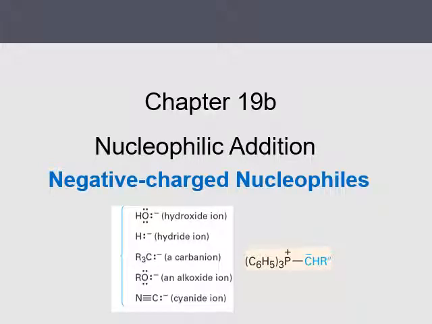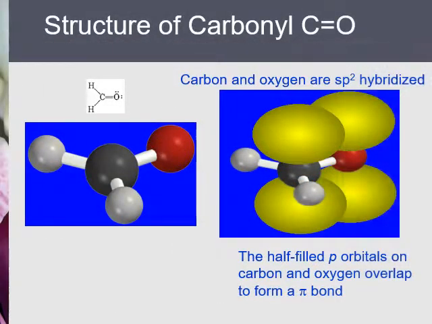Chapter 19b, Nucleophilic addition of aldehydes and ketones. In this section, we focus on negative charged nucleophiles. In the carbonyl compounds, both carbon and oxygen are sp2 hybridized, so each of them has an unhybridized p orbital perpendicular to the molecular plane, and these p orbitals overlap to form the pi bond.